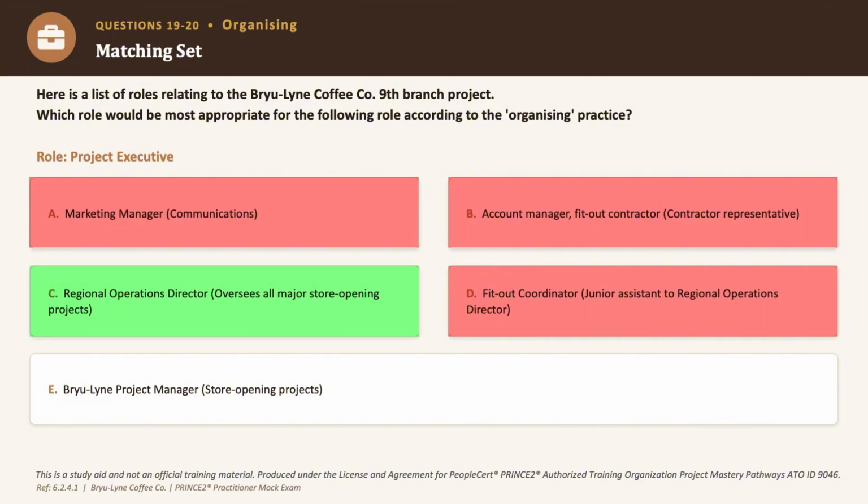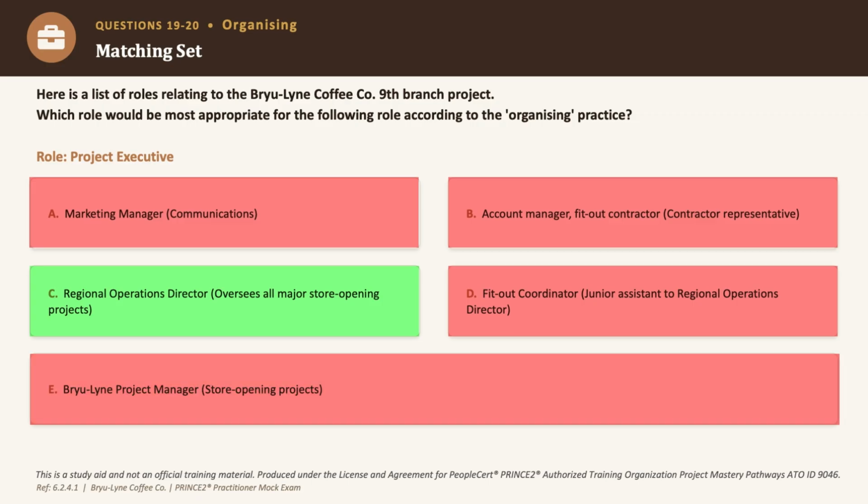I hope none of you have selected option E as well, which is the Brewine project manager, because as per the PRINCE2 project management framework, you cannot combine the role of the project executive with the project manager. So the correct answer choice is option C.